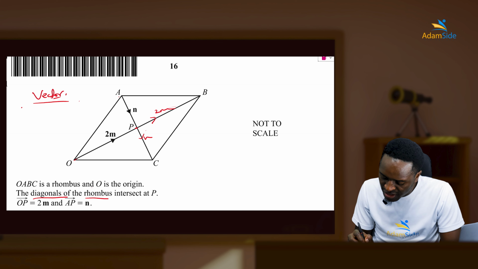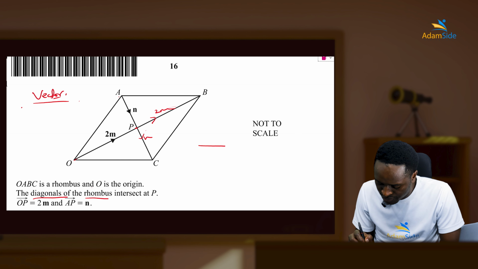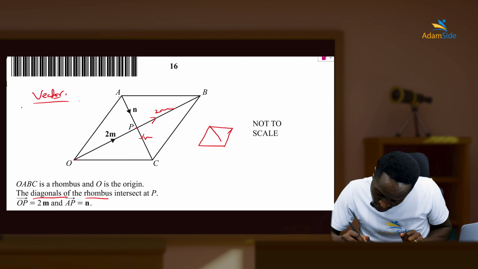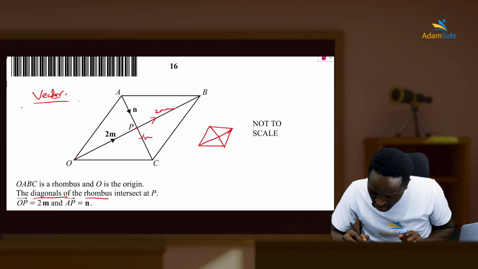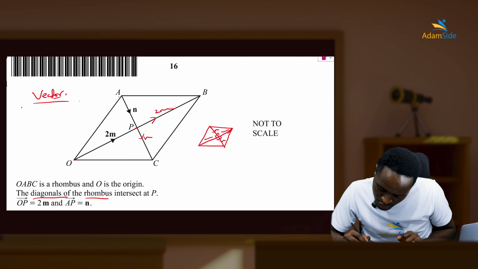Now, one property of a rhombus: we know a rhombus is a stretched square, but also the diagonals bisect each other at the center at 90 degrees. So if you have these two diagonals, they bisect each other at 90 degrees. So that's 90, 90, 90. If this is n going this side, and this is n, then this is 2m and that's 2m. So you see here you form a 90-degree angle. So this is vector OA.